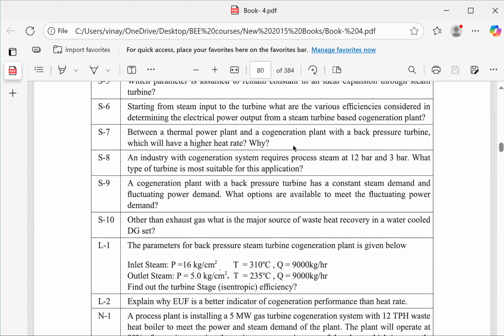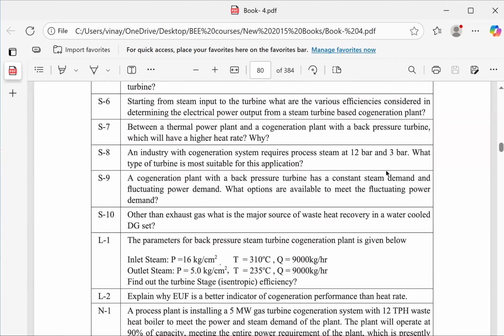Then an industry with a cogeneration system requires process steam at 12 bar. Bar means kg per centimeter square. And 3 bar, 2 extractions. What type of turbine is most suitable for this application? For an industry process, it will be a back pressure turbine with one extraction at the 12 bar and exhaust at 3 bar. Right? That's the answer.